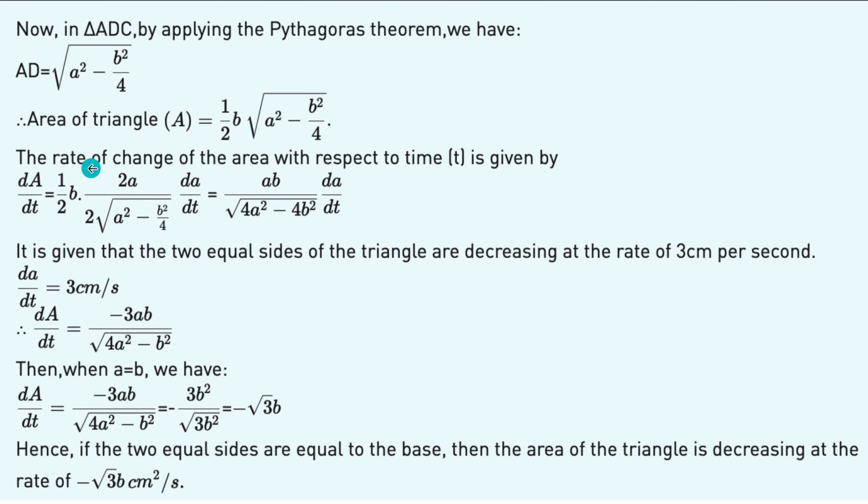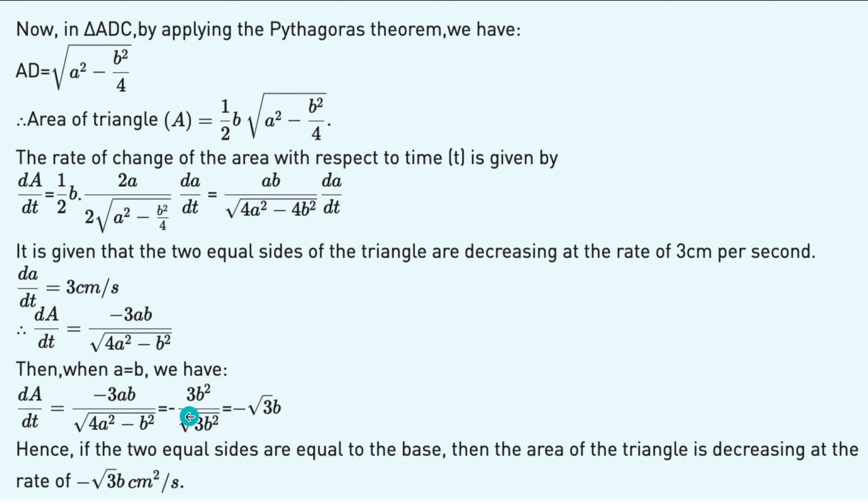the rate of change of area with respect to time t is given by dA by dt. When we do dA by dt, we get this expression: AB upon root 4a square minus 4b square into dA by dt. Now it is given that the two equal sides of the triangle are decreasing at the rate of 3 centimeter per second. So the dA by dt has been given to us as 3 centimeter per second.